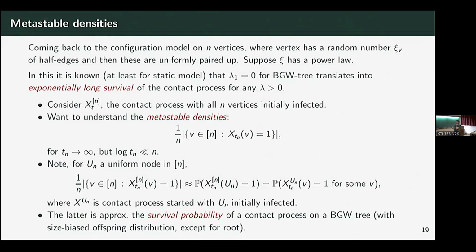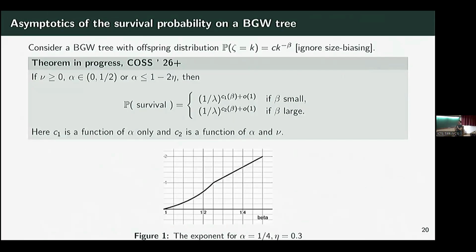So if I want to calculate these metastable densities, what I really want to know is what are the survival probabilities for the contact process on a Pareto-mixed Galton-Watson tree. I only have 1 minute, so I'm just going to show you the results. You can calculate the survival probability in this case as well, and you see that there are two different regimes. And now the power law really comes in. In the survival probability, you see the power law appearing.